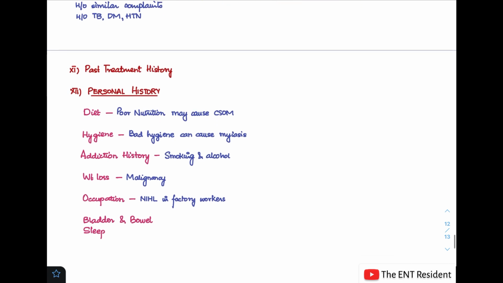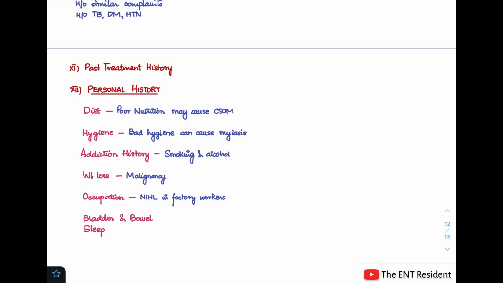Also ask about a history of otosclerosis in the family, similar complaints, TB, diabetes, hypertension, etc. Next, we should take past treatment history. For example, say the patient has had CSOM for years. What is the past treatment the patient has undergone, and whether any surgery has been done or not. Next, after treatment history, we move on to personal history. Personal history will involve the diet of the patient. If there is poor nutrition, it can be one of the causative factors of CSOM. Hygiene of the patient: bad hygiene can lead to myiasis.